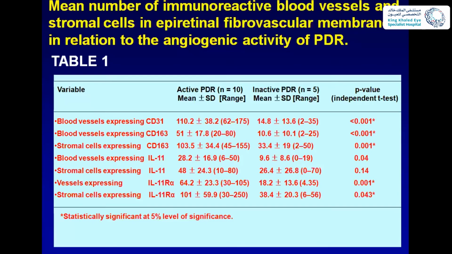Stromal cells also express CD163, as I told you about the connective tissues, and in blood vessels the expression of interleukin 11 is increased compared to inactive PDR. The vessels are also expressing more, and the receptors are also more in the stromal cells. So what I have discussed about the blood vessels and stromal cells are all the response of the vascular connective tissue against the inflammation in the PDR patient, as seen in the epiretinal fibrocellular membrane.